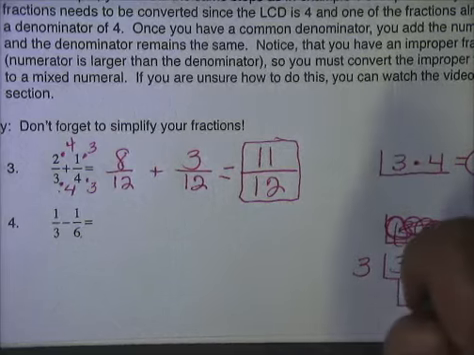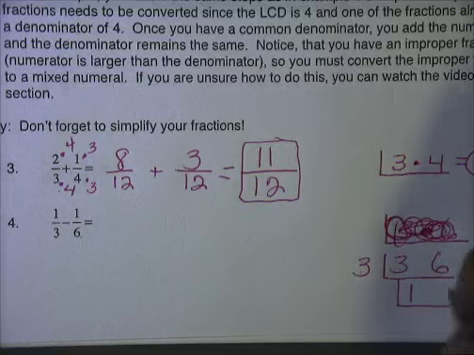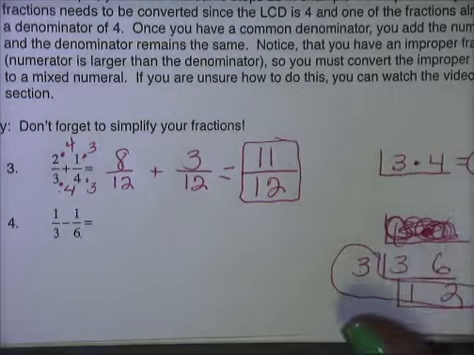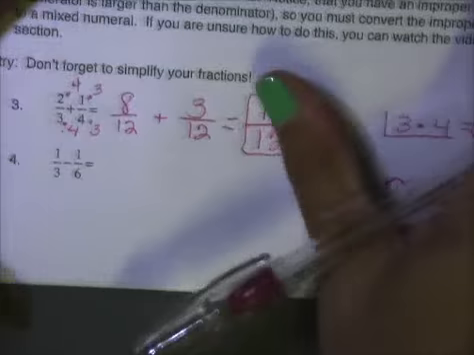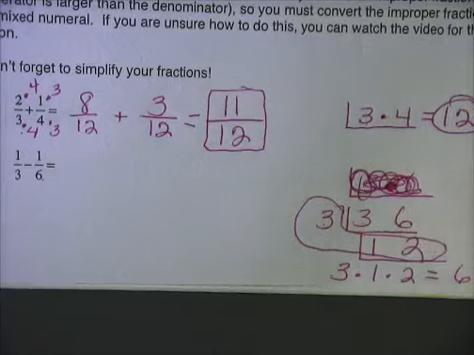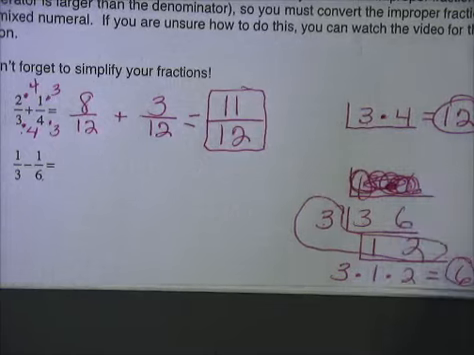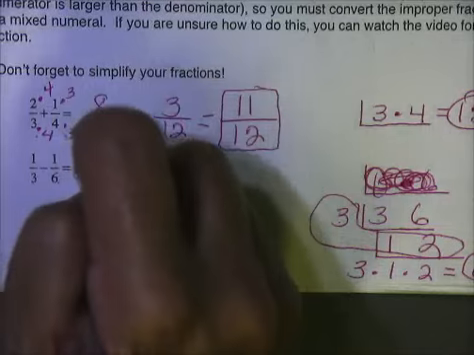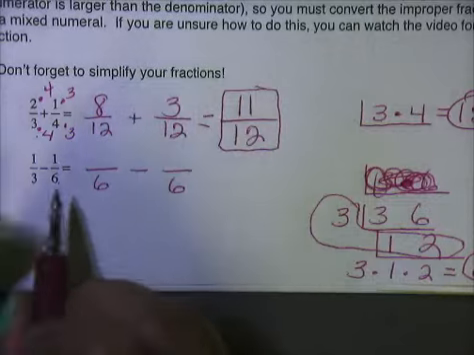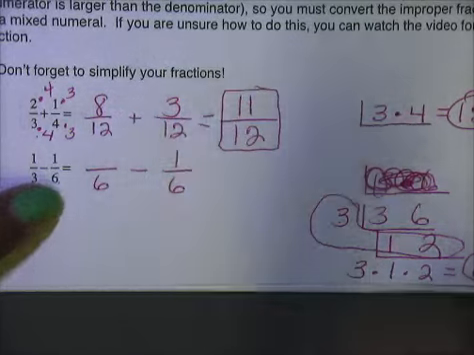3 divided by 3 is 1. 6 divided by 3 is 2. And now we take these and multiply them together. So we multiply those together, we get 3 times 1 times 2 equals 6. So our LCD is 6. So let's convert them. We need both of them to be with a denominator of 6. This one already is, so we can leave it 1/6.